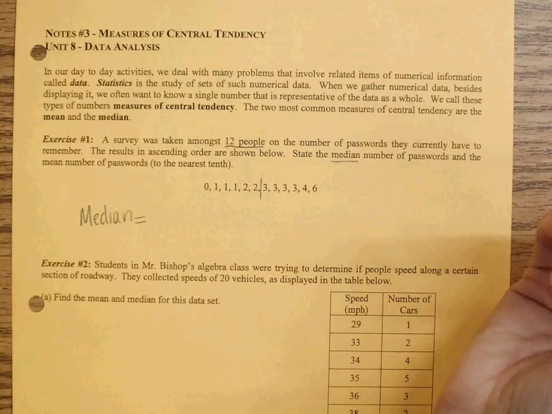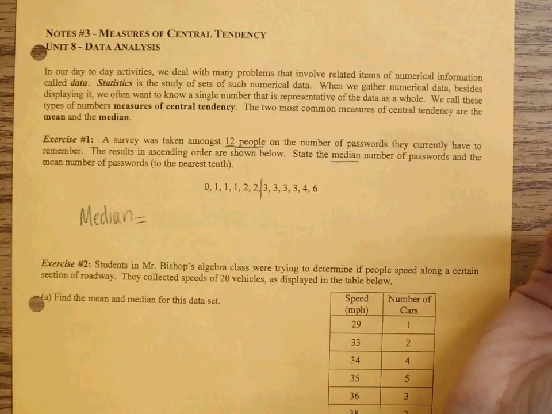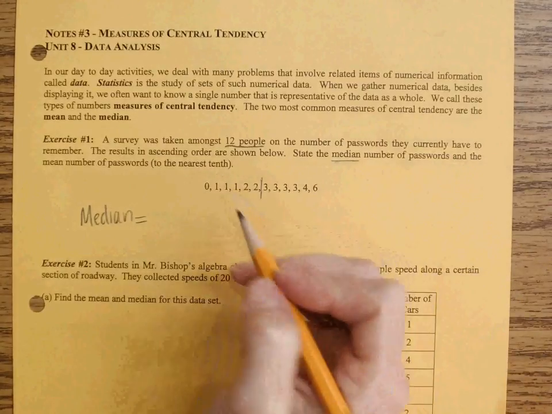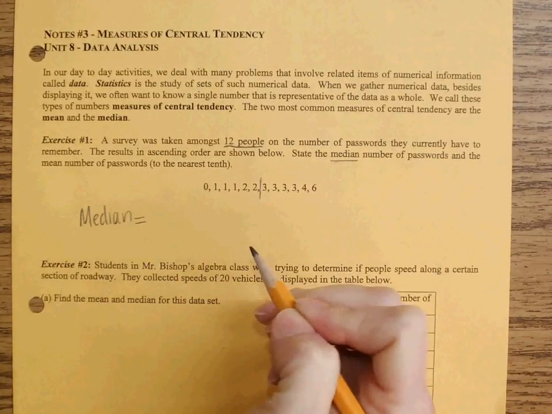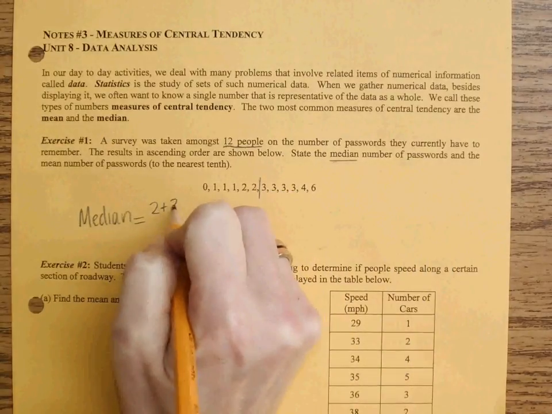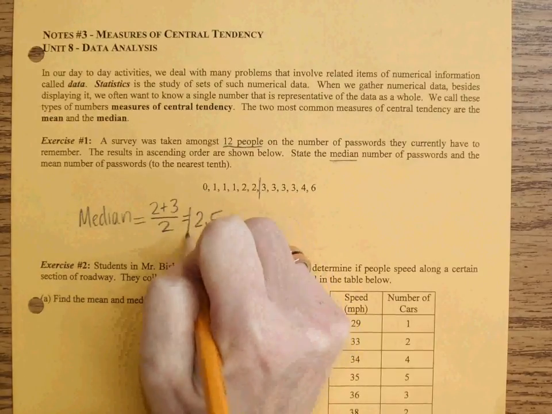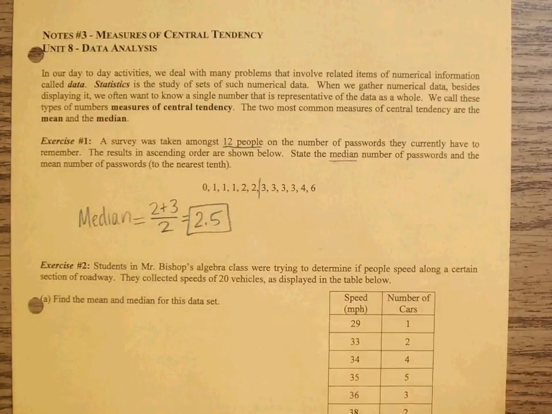I have found my middle point. So, you know, we can just take a look at 2 and 3, and the middle of 2 and 3 is 2.5, or we can remember that when we have an even set of data, we're going to take the two middle numbers, add them together, divide by 2, and we get 2.5. So either way you do it is fine.